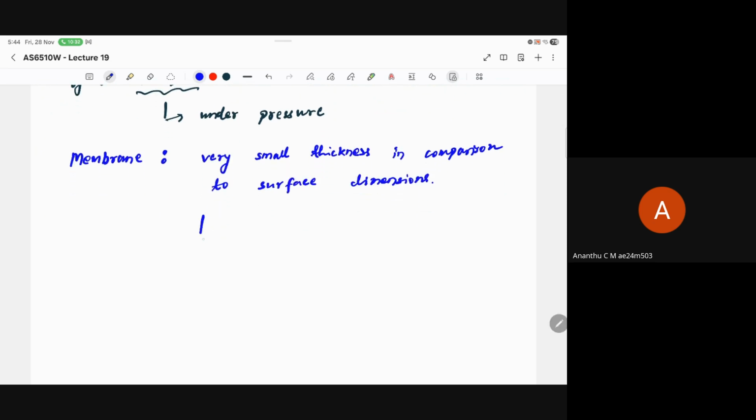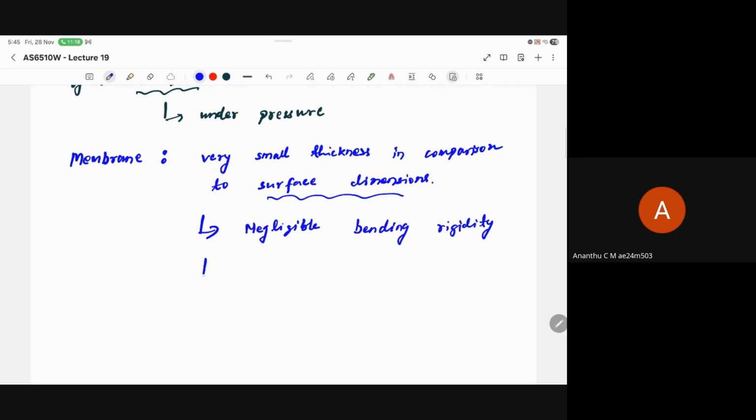Okay. Now the characteristic for a membrane is that it has negligible bending rigidity. That means the transverse stiffness or bending stiffness is very small. It cannot sustain any transverse loading. If you apply any transverse loading, it will just deflect, and it cannot take any load in the perpendicular direction with respect to the surface dimension, or in the thickness direction.